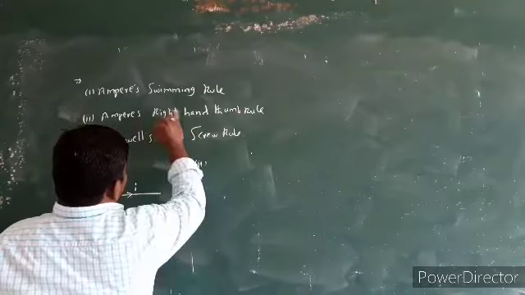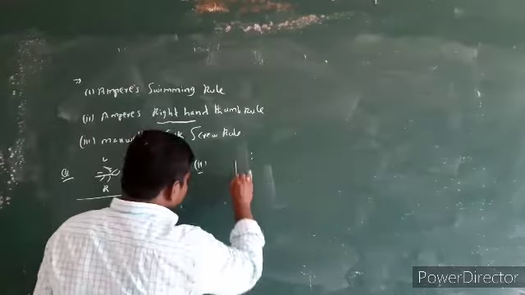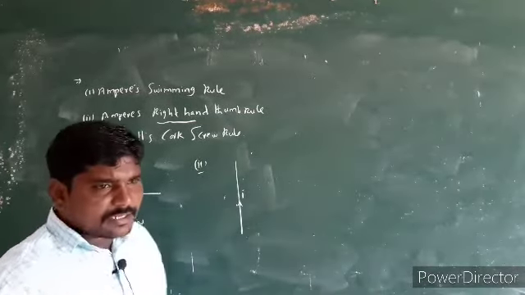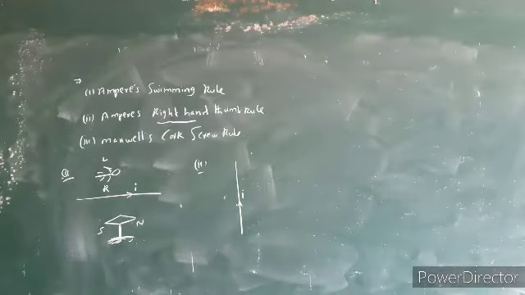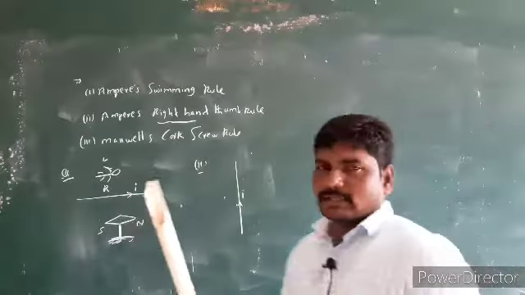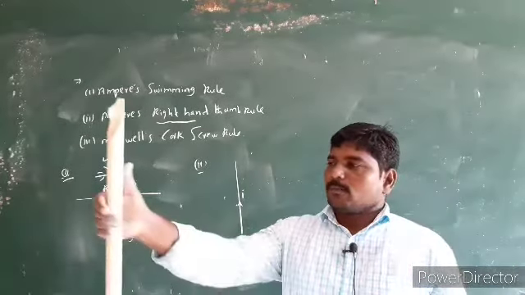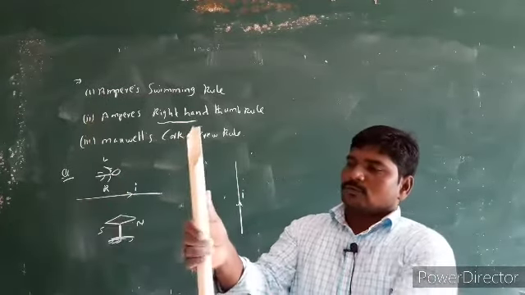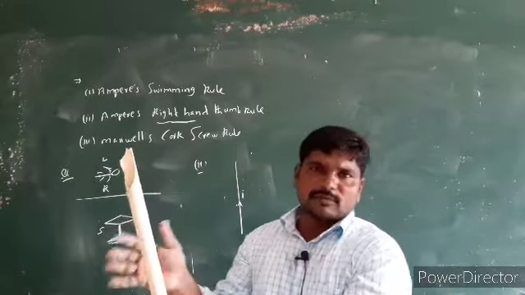Next one, right hand thumb rule. From this, it is one easy way to understand the direction of magnetic field. Hold a conductor carrying current in the right hand. Consider this is the conductor carrying current. Now, I am holding it in my right hand. Put the thumb in the direction of current. Now, folding fingers gives the direction of magnetic field. This is the easiest way to understand the direction of magnetic field.